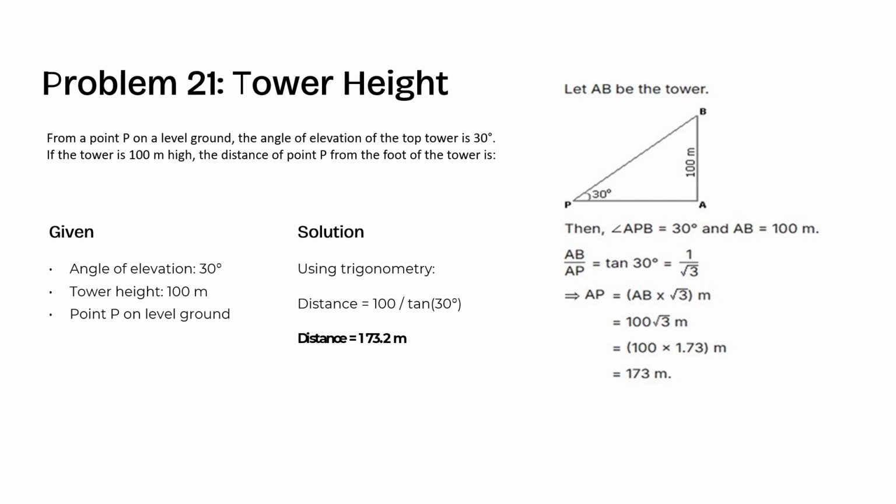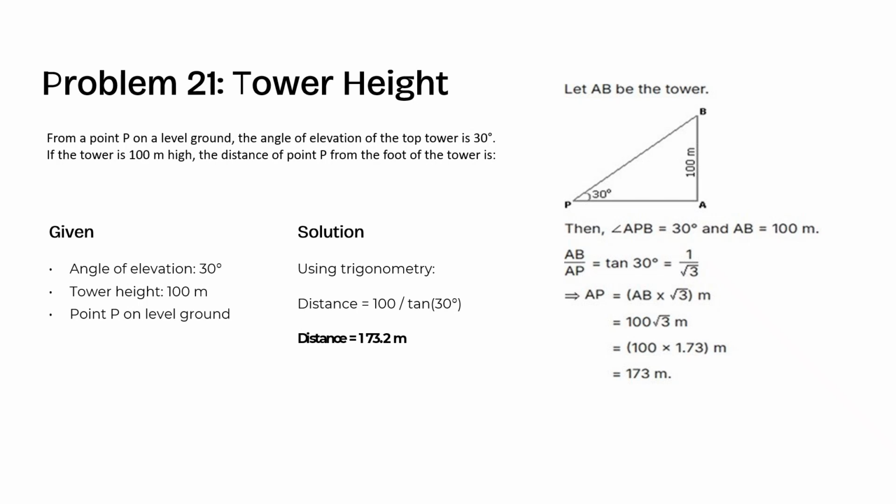So we denote angle APB is 30 degrees and AB, this distance, is 100 m. What we need to find out is this AP. What is given in the problem? The angle is given, the tower height is given, and the point on level ground is also given. In this problem, we need to use trigonometry, especially tan theta.